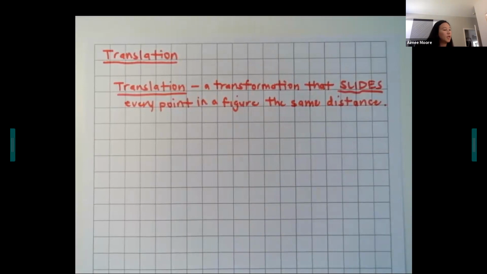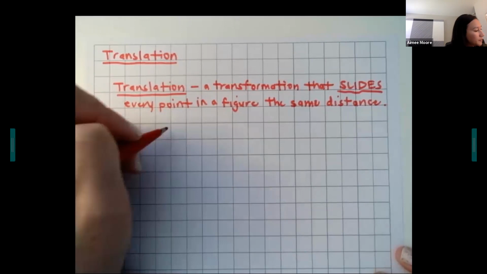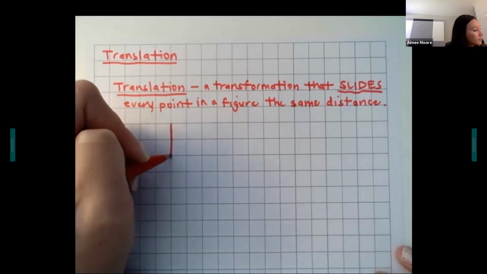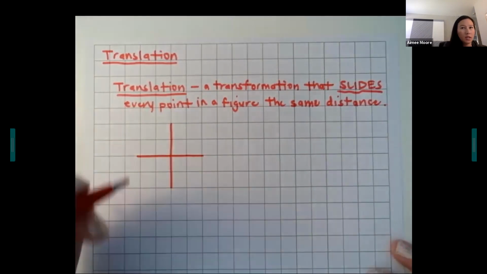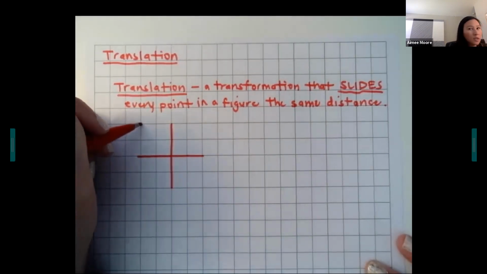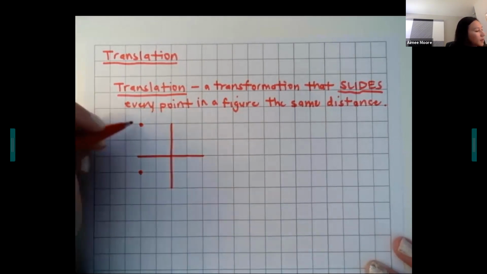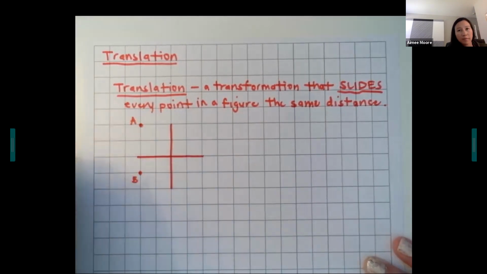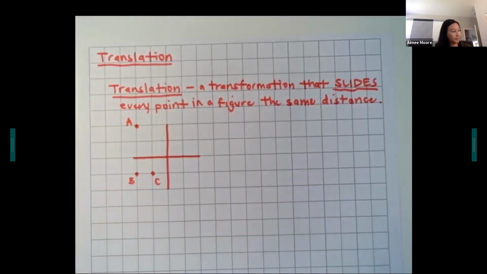Okay, so a translation is a transformation that slides every point in a figure the same distance. So we'll have to sketch it ourselves for our notes. So A is going to be at 2, 2. B, or sorry, negative 2, 2. B is at negative 2, negative 1. C is at negative 1, negative 1.